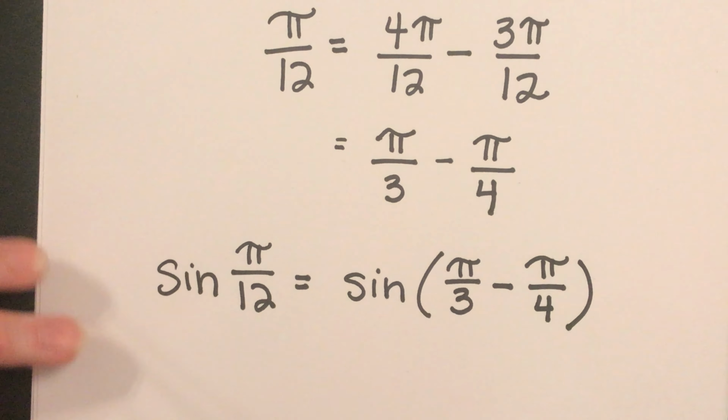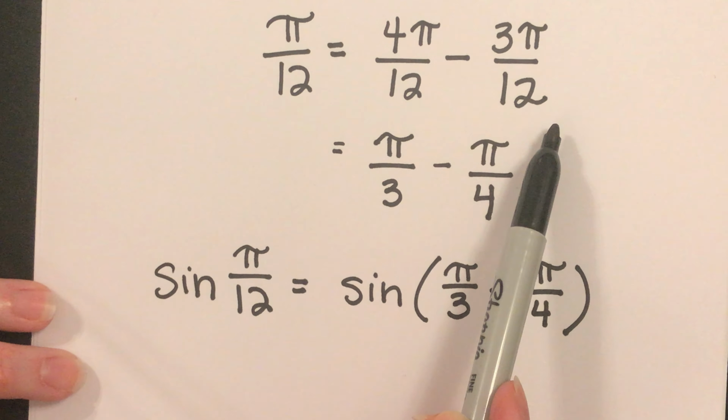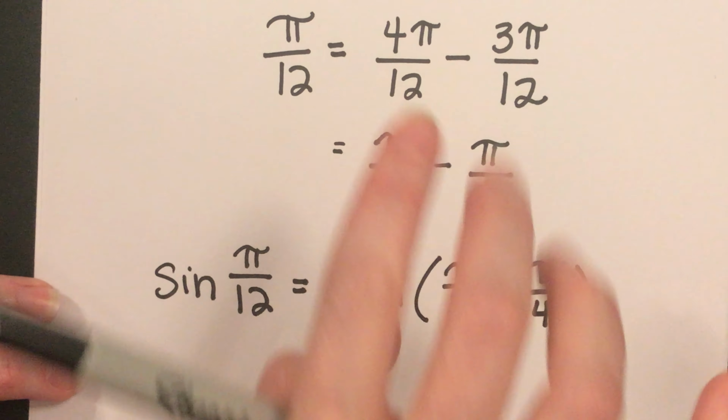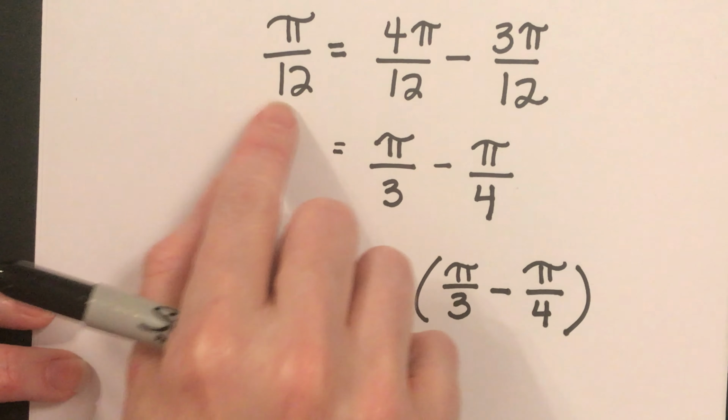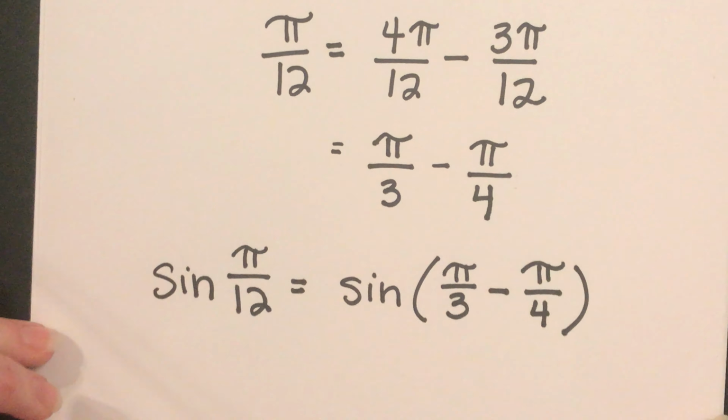Now, in your homework, the first couple, I give you this breakdown. I give you what your angle can be broken up into. And then I ask you to do one where you have to figure out what the combination of angles is.